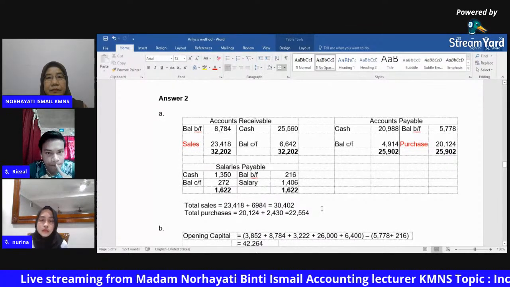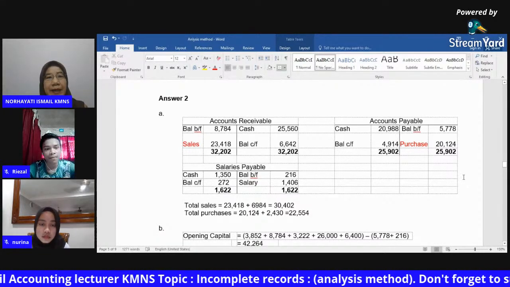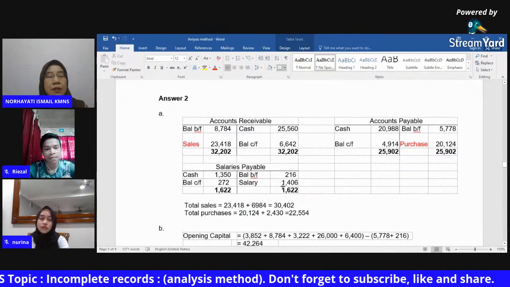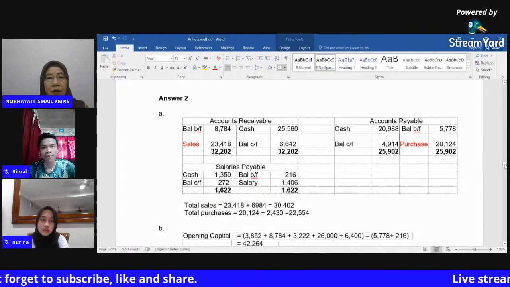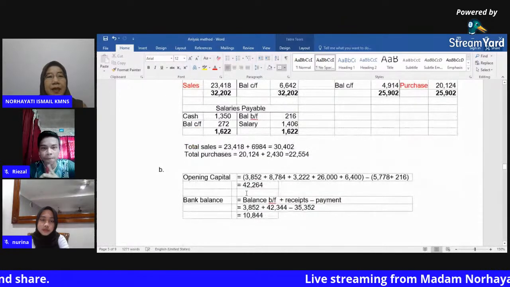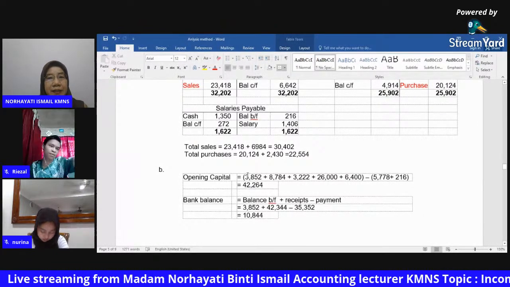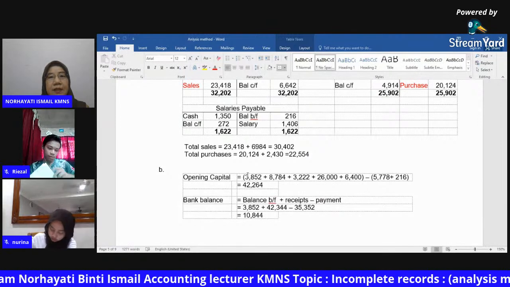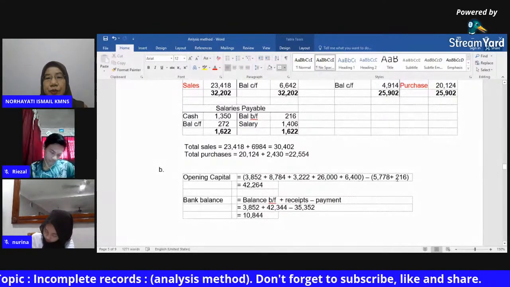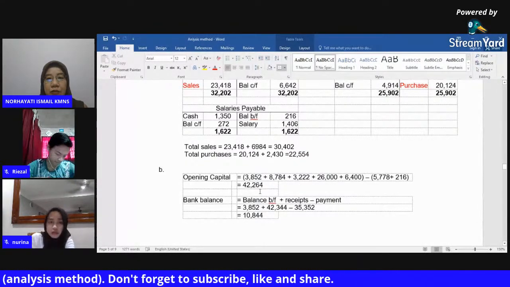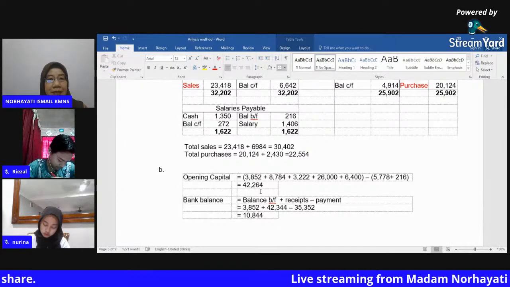After that, we must calculate the opening capital. So you have made an adjustment for expenses. The next step, revenue. There is no adjustment for revenue. Now we look at the opening capital. For the opening capital, we must refer to the list of assets and list of liabilities at the beginning of the year. So there are 1, 2, 3, 4, 5 assets less 2 liabilities. So you got 42,264.